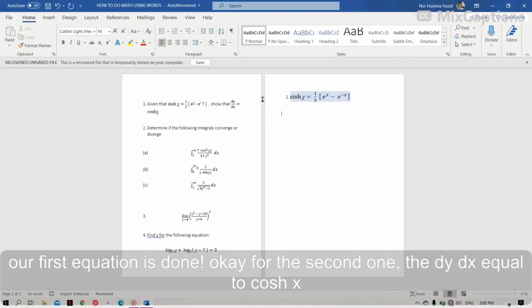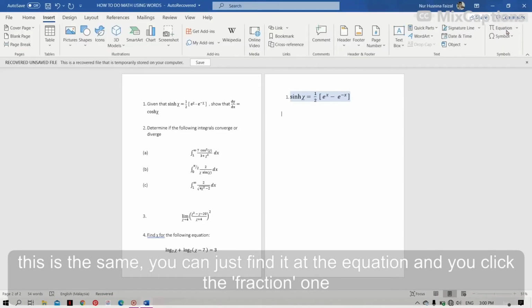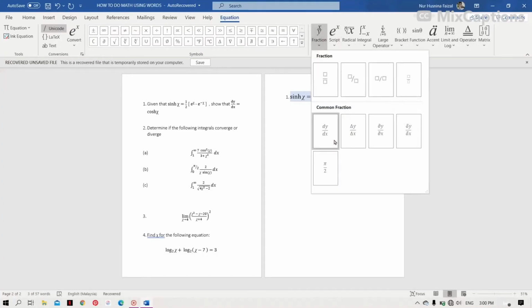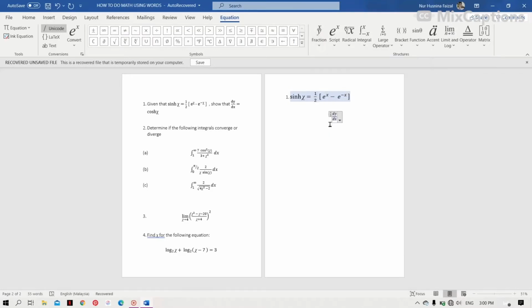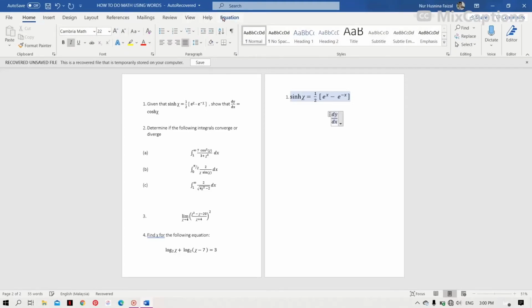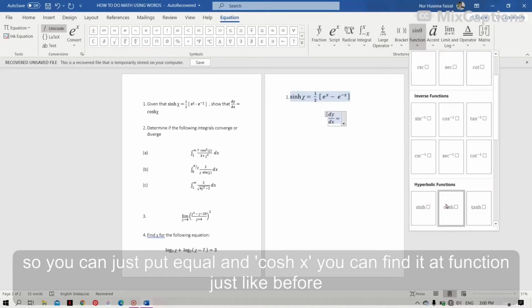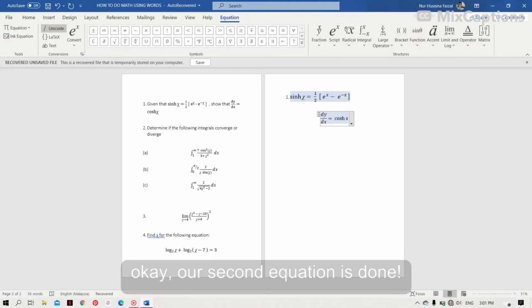Okay, for the second one, dy dx equal to cosh x. Okay, this is the same. You can just find it in the equation and you click the fraction one. You can see the common fraction and dy dx, click here. Okay, you can see the dy dx. So you can just put equal and cosh x, you can find it in function, just like before. Okay, x. Okay, our second equation is done.